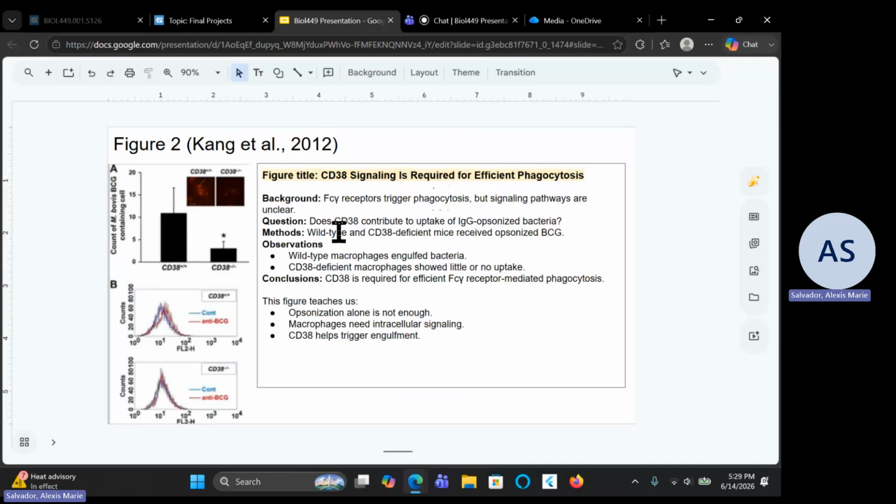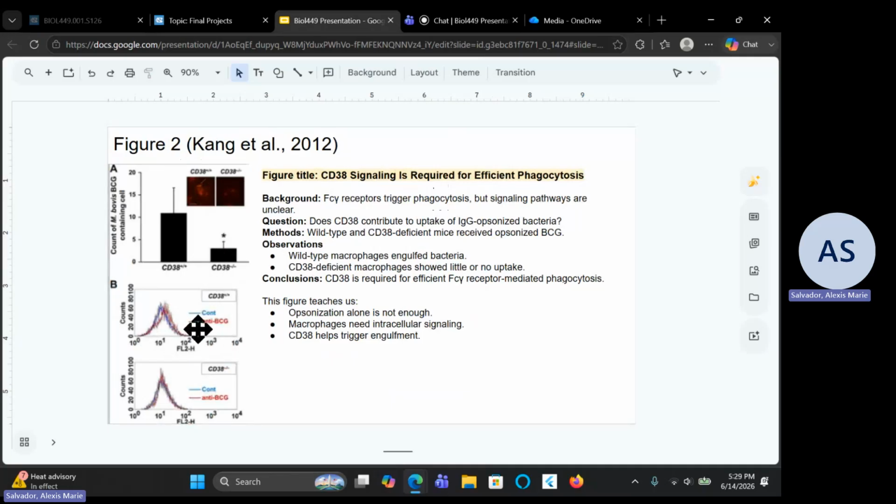And for methods, they looked at wild type and CD38 deficient mice, and they received opsonized BCG. BCG is a live reduced pathogen commonly used in the tuberculosis vaccine. So panel A shows that significantly fewer macrophages, this is negative plus plus, right, by the way, fewer macrophages from CD38 knockout mice contain BCG bacteria compared with the wild type macrophages.